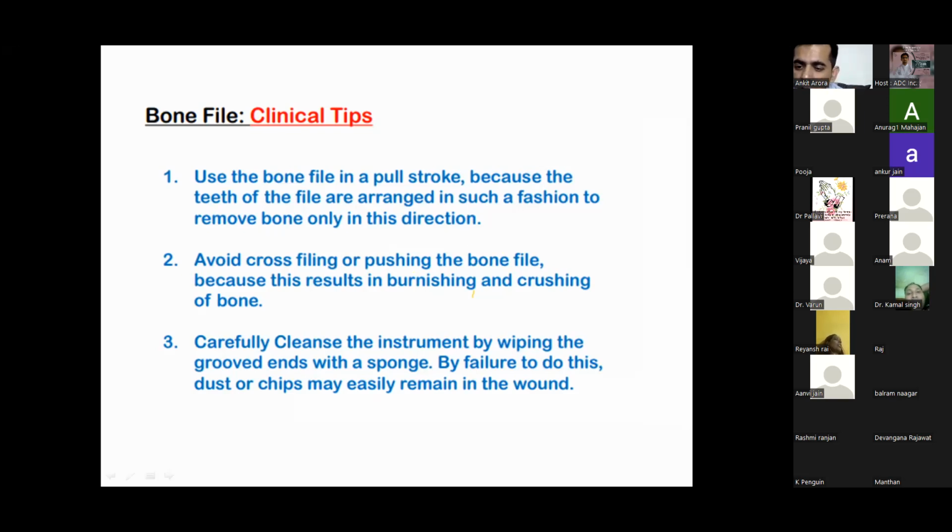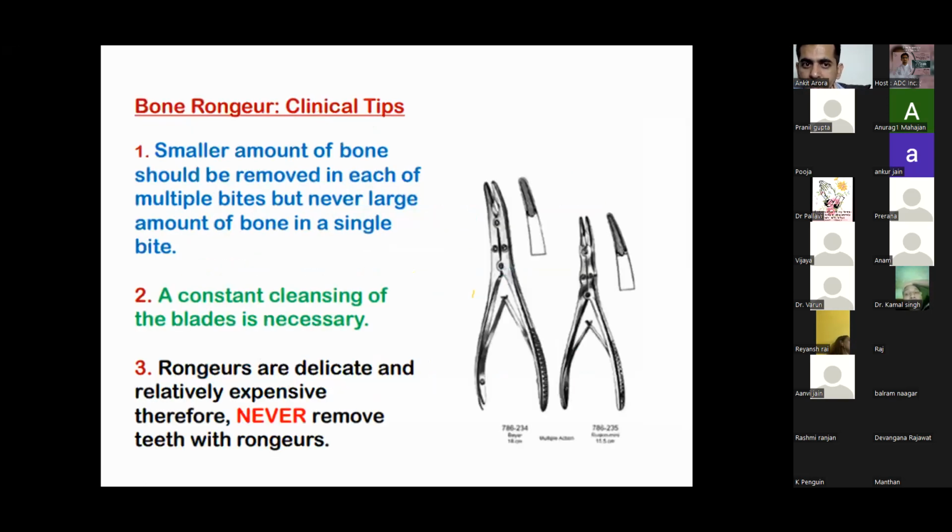Carefully cleanse the instrument by wiping out the groove and with the sponge. By failure to do this, dust or chips may easily remain in the bone. So basically, you need to clean your instrument. Obviously, it's very costly. At the same time, you need to clean the socket also, because of the burnishing, the bony chips might tend to go into the socket.